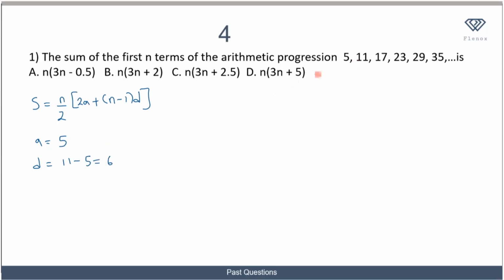11 minus 5, and that gives us 6. You can choose to say 17 minus 11, you still get 6. 29 minus 23, you still get 6. So you just have to subtract two consecutive terms.